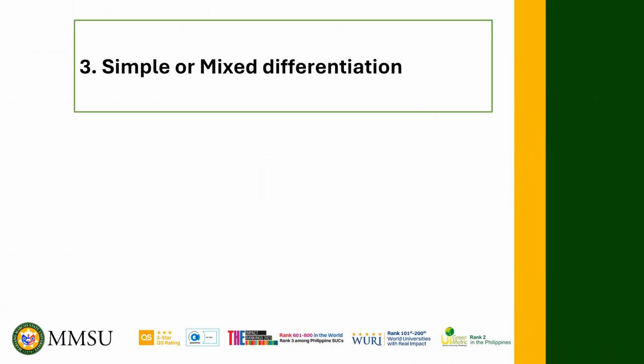type is the simple or mixed differentiation. For simple or mixed differentiation, it occurs when the product combines aspects of both horizontal and vertical differentiation. This means the product may vary in quality or performance, so we include here vertical differentiation, while also appealing to individuals' taste or preferences, that is horizontal differentiation. Simple differentiation provides variety in products that are generally similar but have distinctions that appeal to different consumer needs.